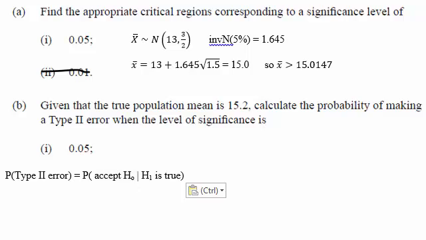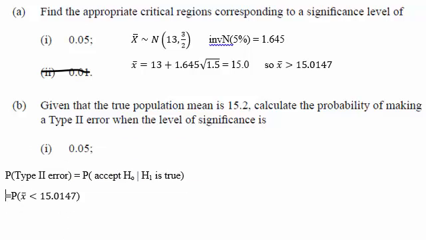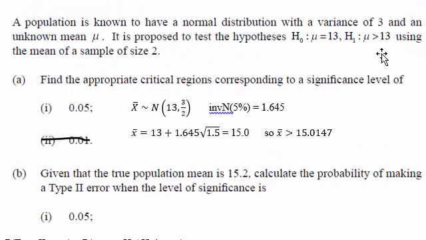So I basically have to calculate this probability, because this is the situation under which I would accept H0. So what is the probability that X bar is less than 15.01, except I have to work out this probability when H1 is true. Now H1 is that mu is greater than 13.